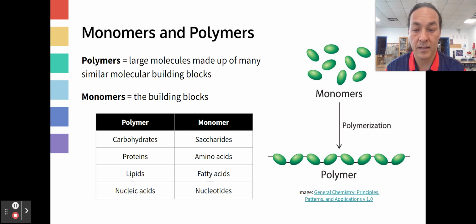The building blocks of carbohydrates are saccharides. The building blocks of proteins are amino acids. The building blocks of lipids are fatty acids. Some people say lipids don't really have a monomer. That's fine as well. It's fatty acids attached to a glycerol molecule. And then the building block of nucleic acids are nucleotides.